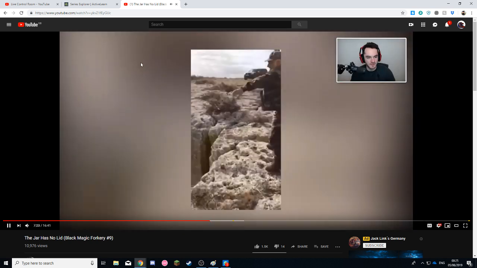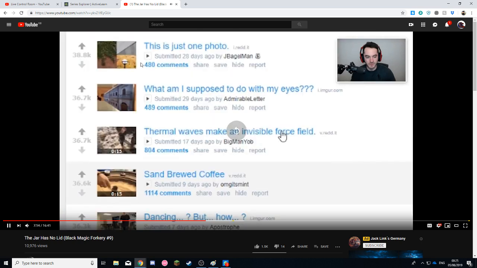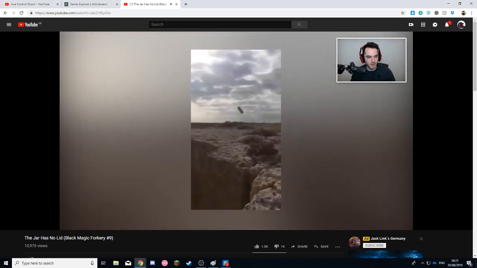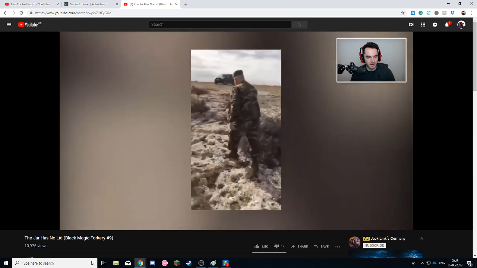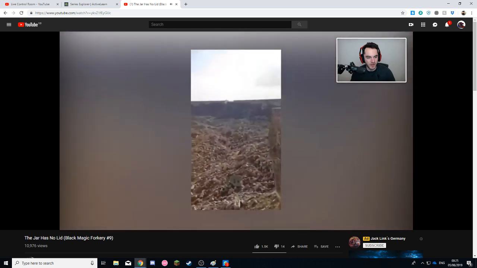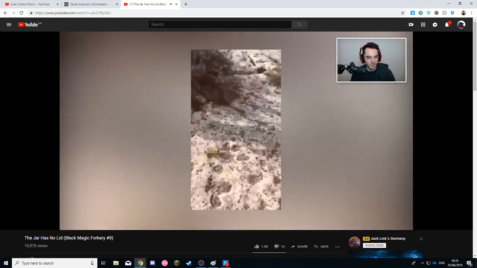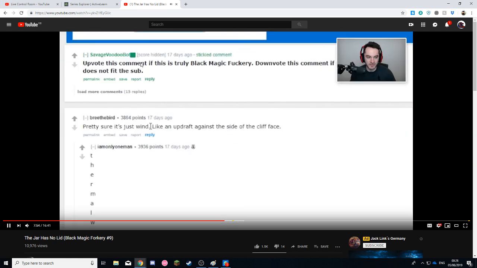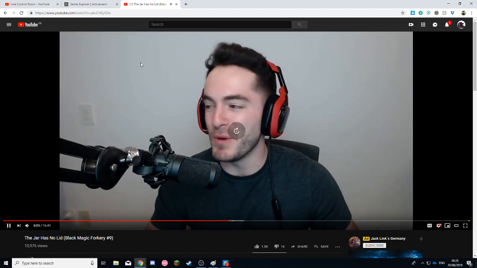What the... Oh, an invisible force field. What the... Oh my god. Is this some kind of volcano vent? So, is that off the edge? It's just wind, like an updraft against the side of the cliff face. But thermal wind, okay.